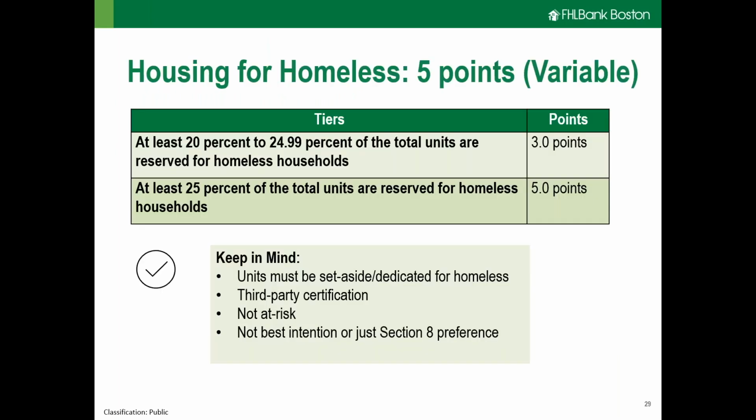So housing for homeless. This is a variable category. At least 20% up to just under 25% of the total reserved for homeless is 3 points. And if it's up to 25% or more, it's 5 points. But keep this in mind, these units need to be set aside and dedicated for homeless.